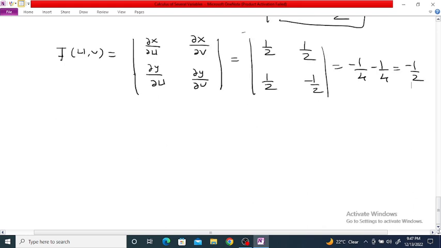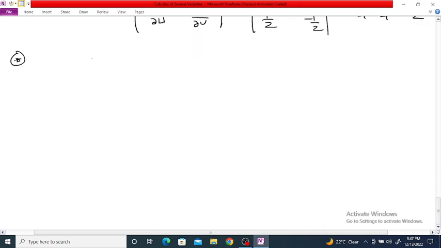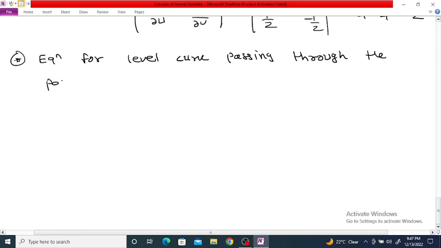Now the next example, find the equation for the level curve passing through the point (2 root 2, root 2), and f(x, y) is equal to 16 minus x square minus y square. So we want to determine the equation of the level curve that passes through this point.